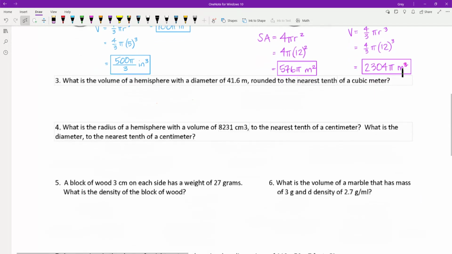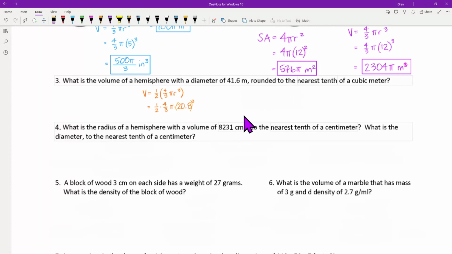Pretty straightforward with a picture, but let's make sure we know what to do with words. What is the volume of a hemisphere with a diameter of 41.6 meters rounded to the nearest tenth of a cubic meter? So it asks me for the volume of a hemisphere, y'all. A hemisphere is going to be half of a sphere. So when I write that, I'm going to put the 1/2 times the volume of my sphere. So 1/2, 4/3 pi r, what is my radius? Well, my radius is half of that, which is 20.8 cubed.